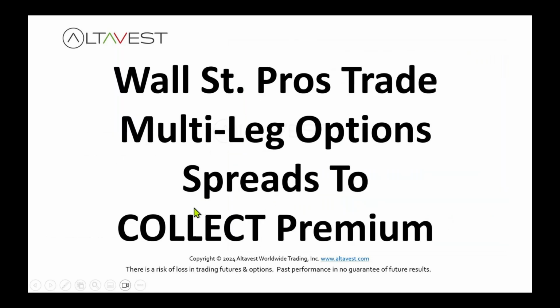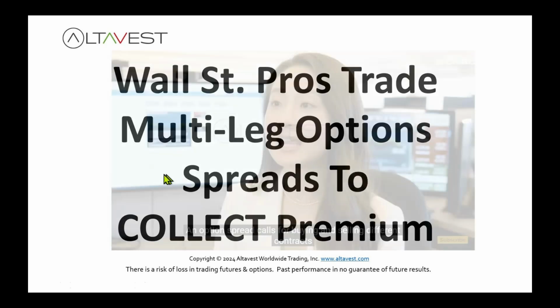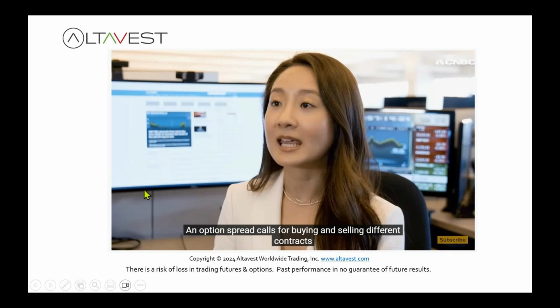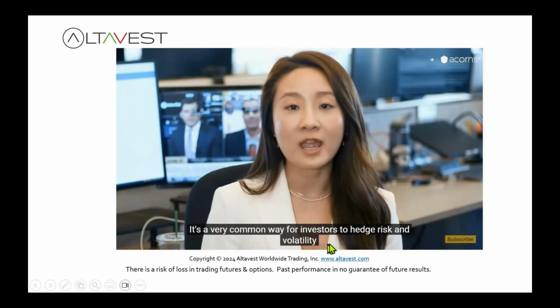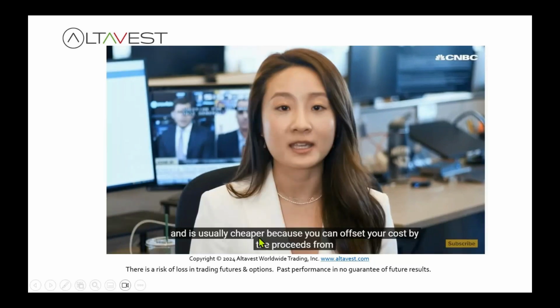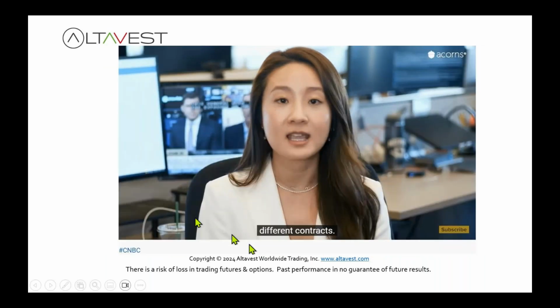So Wall Street pros, they also trade options, but they also do it differently than most people, or at least most retail traders. They're trading multi-leg option spreads to collect premium. Here's this woman here. She says an option spread calls for buying and selling different contracts. It's a very common way for investors to hedge risk and volatility, and it's usually cheaper because you can offset your cost by the proceeds from different contracts. And she's absolutely correct. And I quote her later, I forget her name, but you'll see it later. We're going to revisit her again in just a bit.